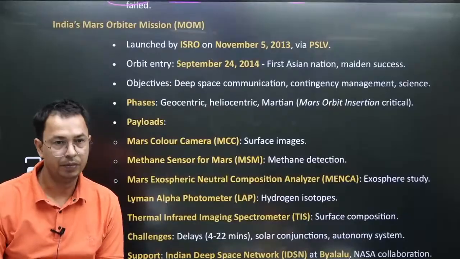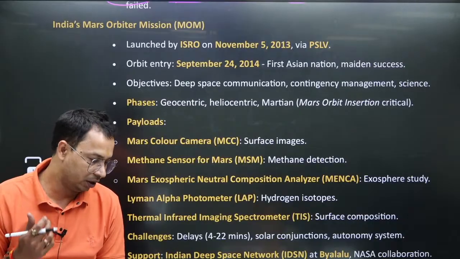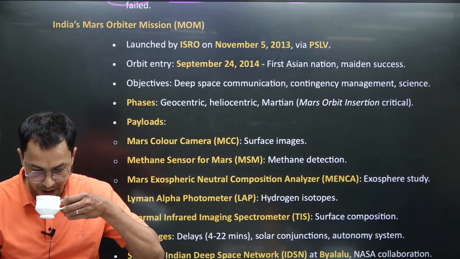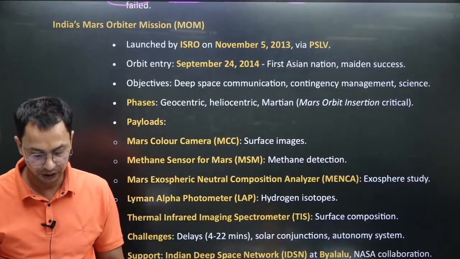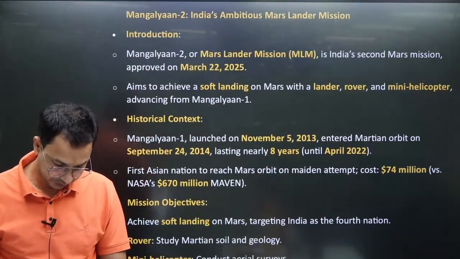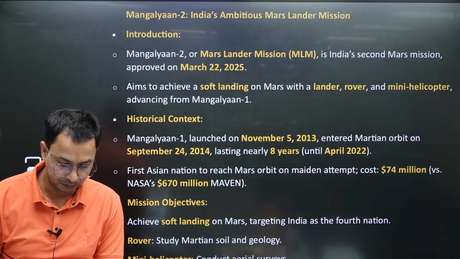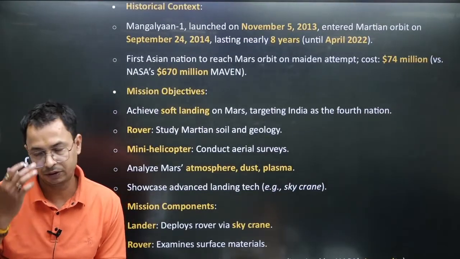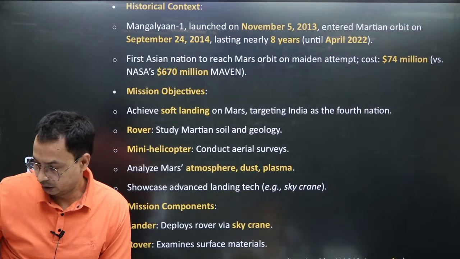Then Indian Mars mission. In the MOM 1, that is Mangalyaan 1, we had only an orbiter, and India became the first Asian country to orbit around Mars. This mission was in 2014, and in this mission we detected methane in the Martian atmosphere. Then recently we have announced Mangalyaan 2. In Mangalyaan 2, as in the Pathfinder mission, we will have orbiter, lander, rover and helicopter.